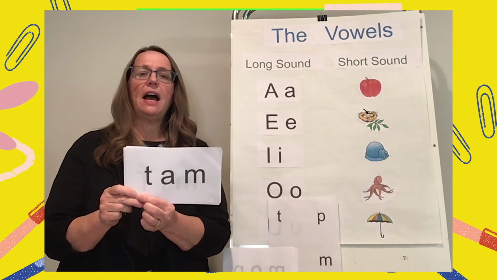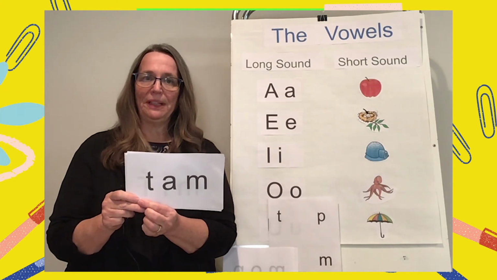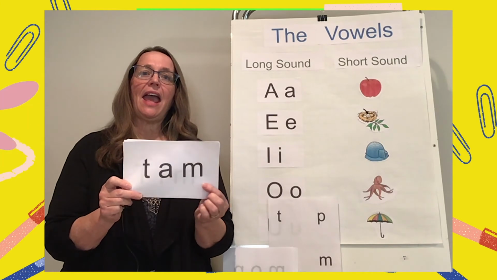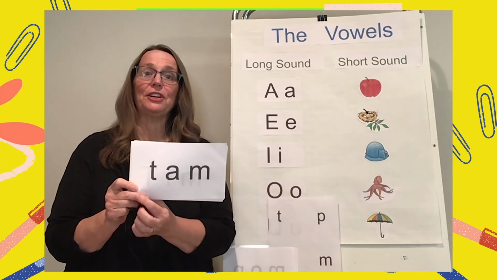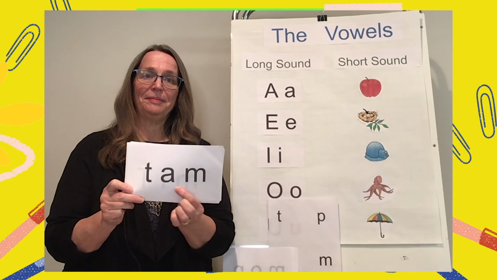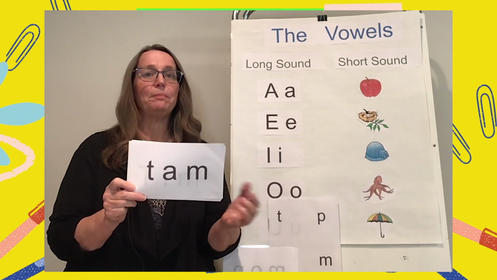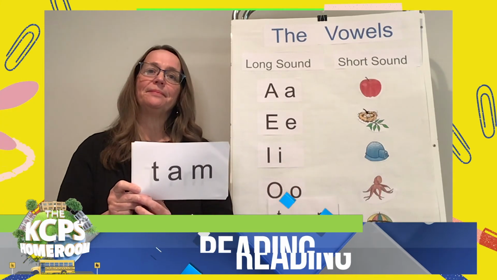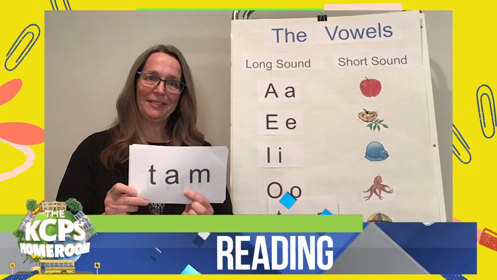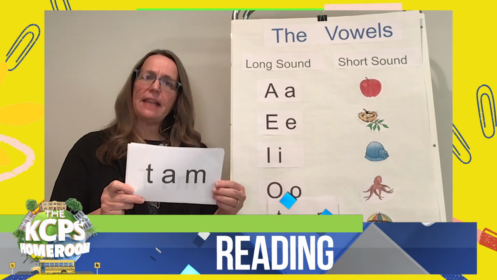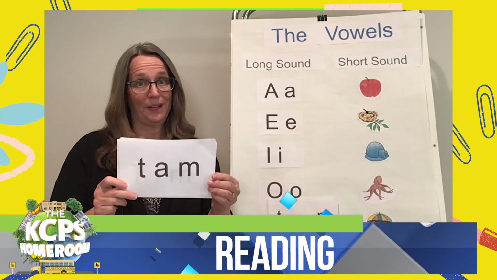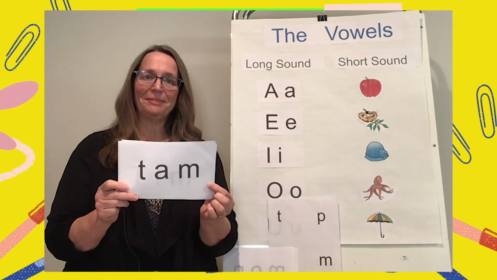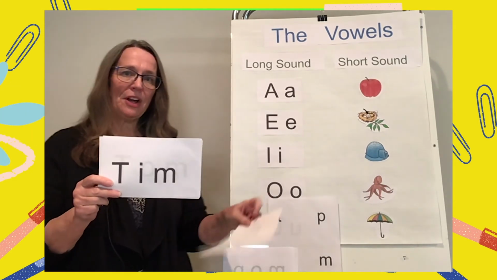Now we're going to make that slide long and slow. We're going to blend it out as long as we can. Am. It's your turn. Maybe a little faster now. Tam. Your turn. And now we're just going to say the word like we were reading it in the story. Tam. Your turn. Good job.